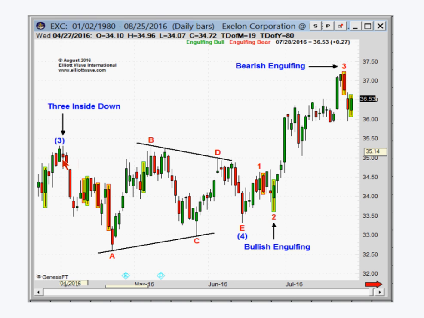For example, the 3 inside down formation right here. Notice the small real body which is encompassed by the prior candle, and then we have a larger candle break to the downside. This is a 3 inside down formation. Again, very significant candlestick formation, and it nailed the extreme of our wave 3 top. Then we have our fourth wave triangle over here, which ended wave 4.